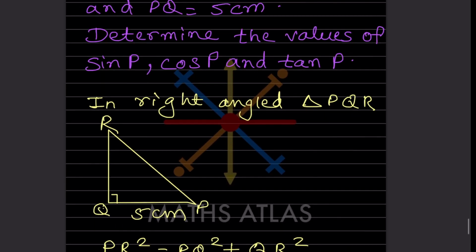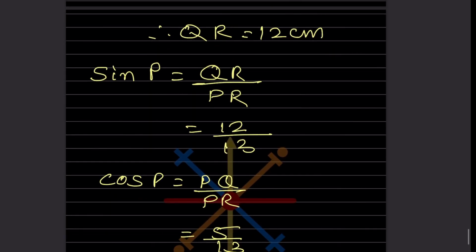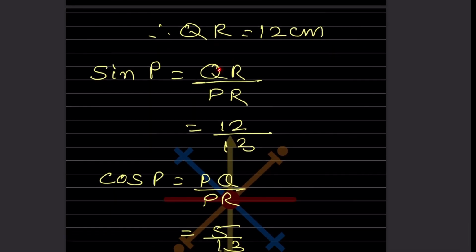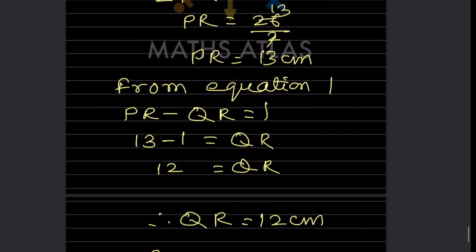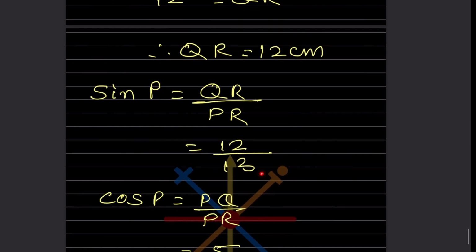What we have to find out here is sine P. Sine P means this angle. Sine means the opposite by hypotenuse, but we want it for P. So what is the opposite here? It is RQ by PR. So either you write RQ or QR by PR. Now you know QR is 12, and PR you got as 13. So you can write sine P as 12 by 13.